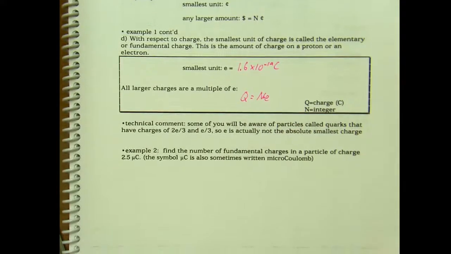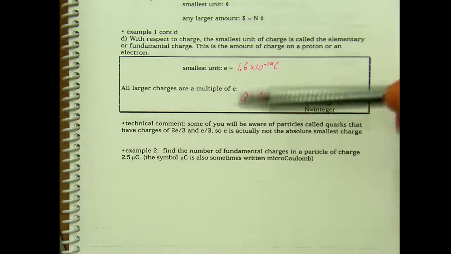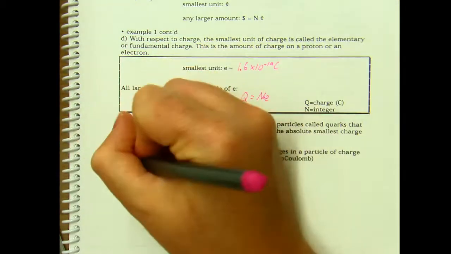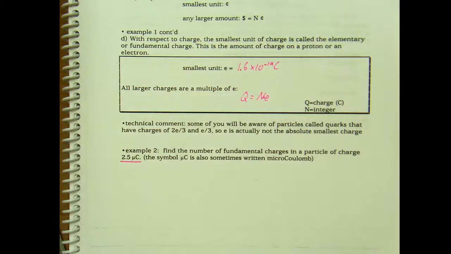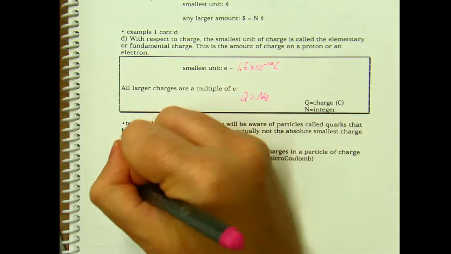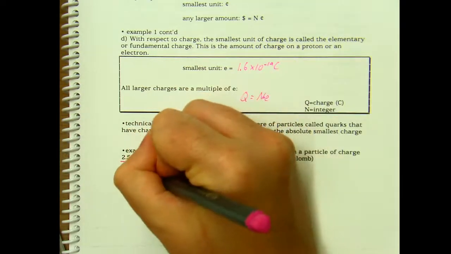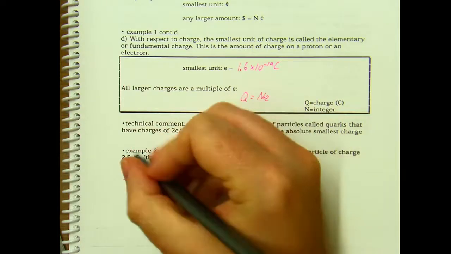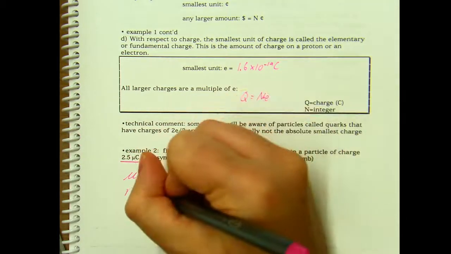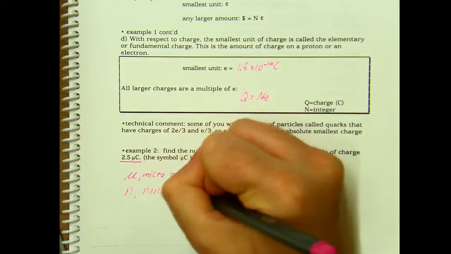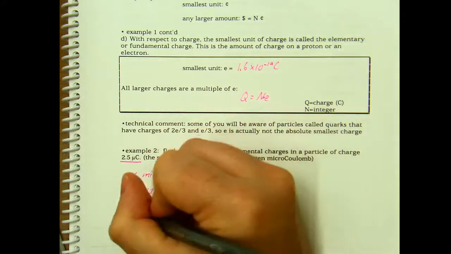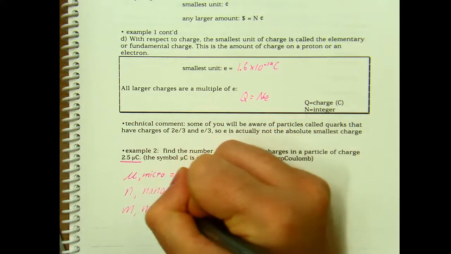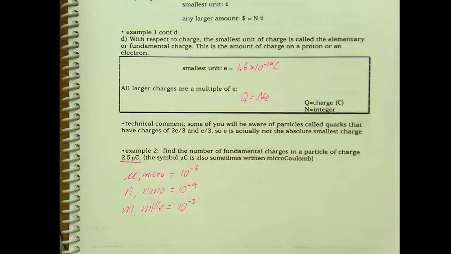Just by way of some examples here, if we were asked to find the number of fundamental charges in a particle of charge 2.5 microcoulombs, just to jog your memory, anything micro is 10 to the negative 6. Nano, because it might be useful, is 10 to the negative 9. And sometimes we use a little m. m is milli when we're using it as a prefix, and so that's going to be 10 to the negative 3.